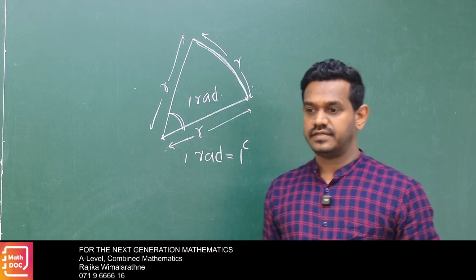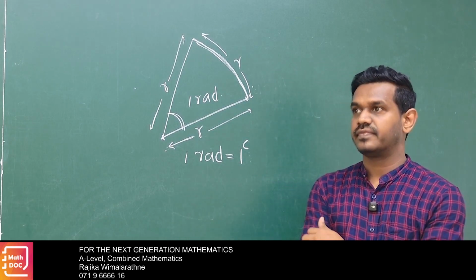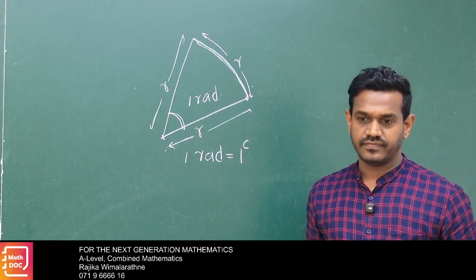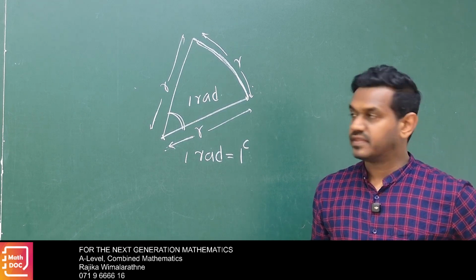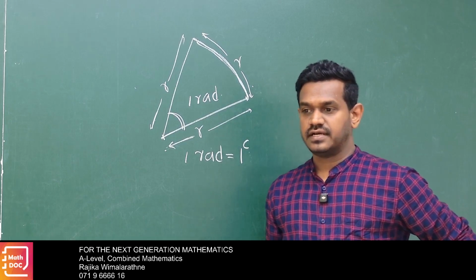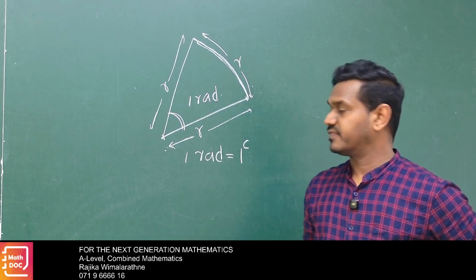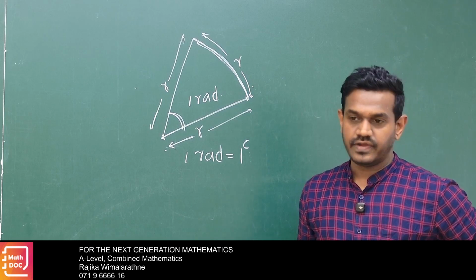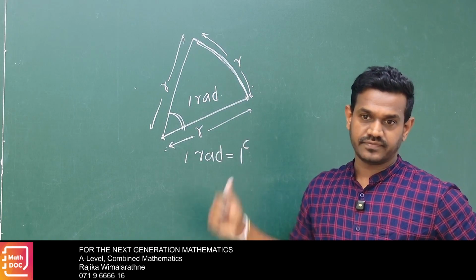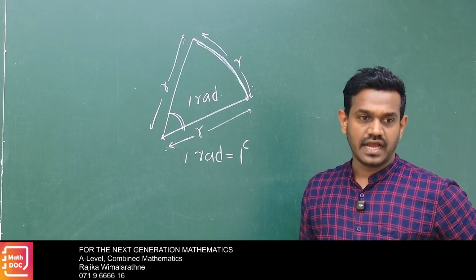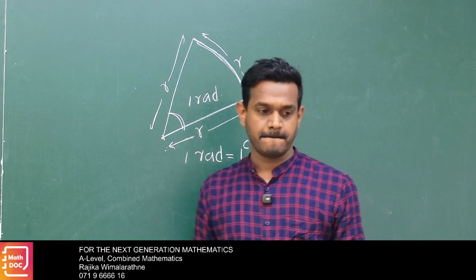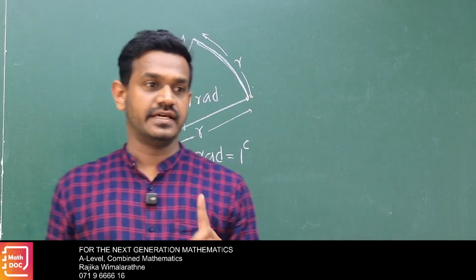The angle subtended at the center of a sector where the arc length equals the radius is called 1 radian.